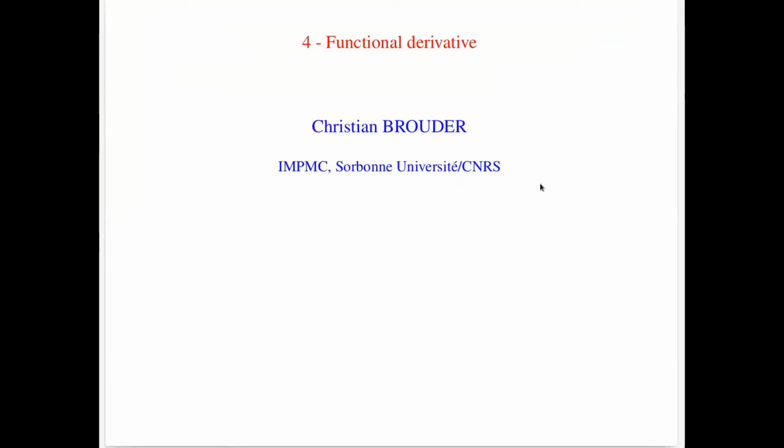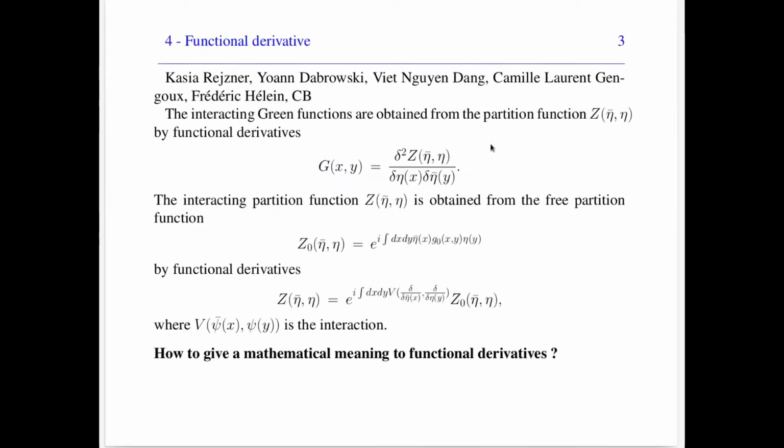So now I will talk about functional derivatives and also about the Hadamard product, the two points that were already discussed by Eric. So the first point, this is a work that was essentially started by Kasia Reisner, who is a mathematical physicist, in her PhD thesis. And we did this work with a number of mathematicians, Johan Dabrowski, Viet Nguyen Dang, Camille Laurent-Gingoux, and Frédéric Hélin.